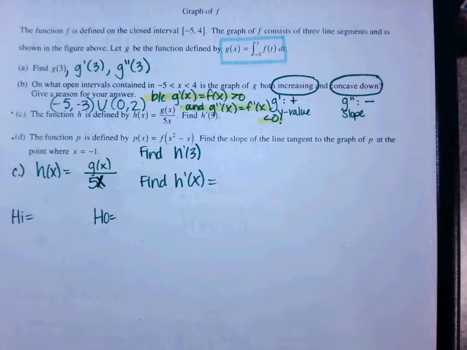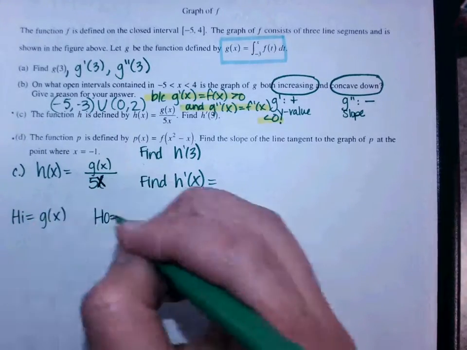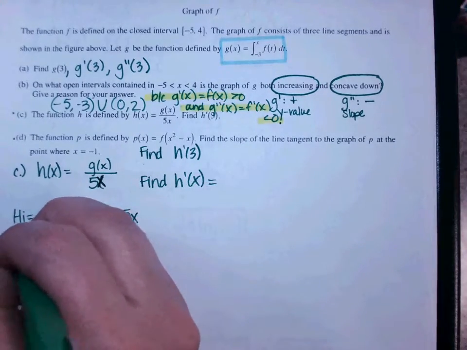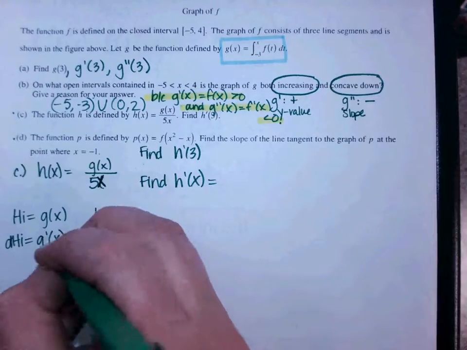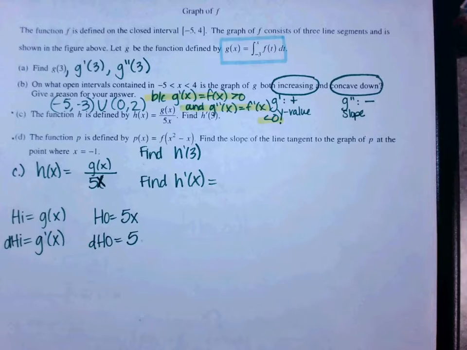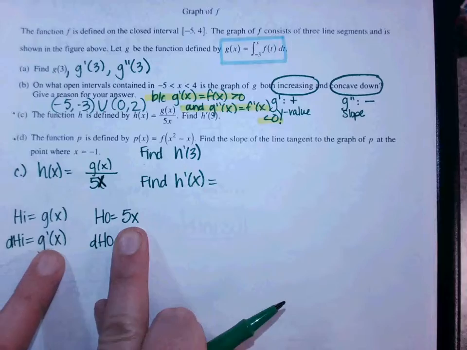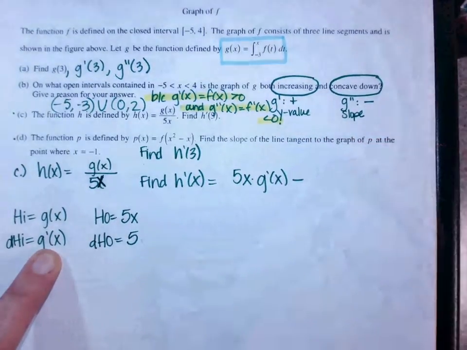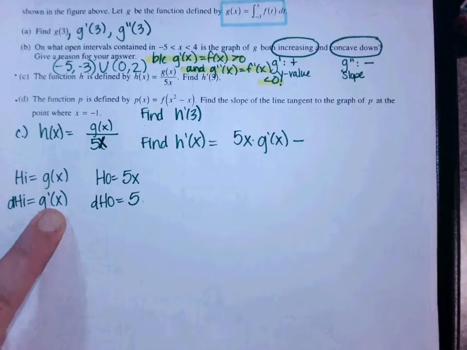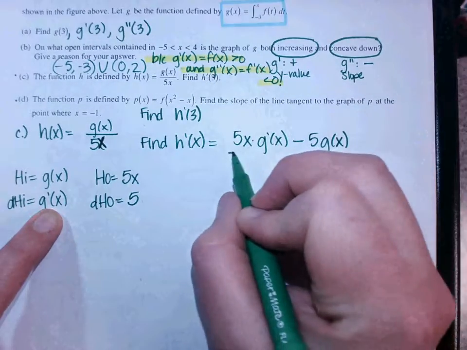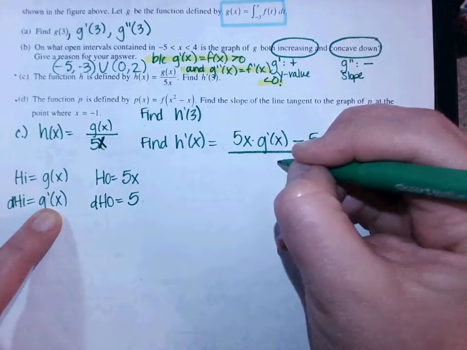So what's my high? G of x. What's my ho? 5x. Okay, what's d high? The derivative of g of x, g prime of x. And what is d ho? 5. Then remember, it's ho d high minus high d ho. So ho d high would be 5x g prime of x, minus in quotient rule, and then high d ho would be g of x times 5. But the order there doesn't matter. Then divide by ho squared, which is 5x squared.